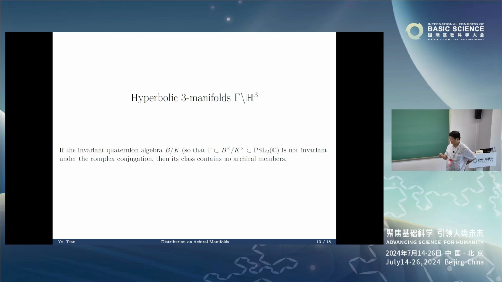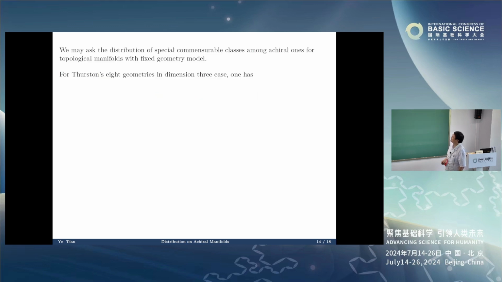So a number theory reason can tell you that almost all classes of hyperbolic three-manifolds are chiral. Anyway, we can ask about the distribution of spatial commensurable classes among achiral ones for topological manifolds with a fixed geometric model. So you can ask this general question. Proposing this question is our main goal of this talk.